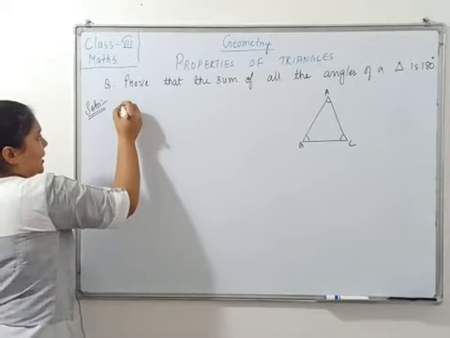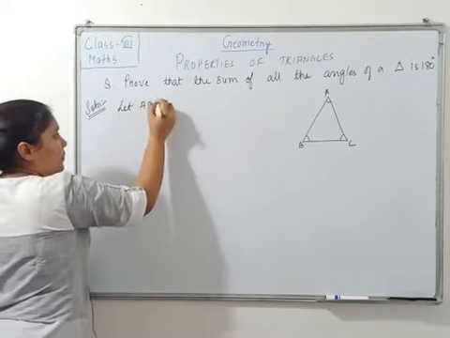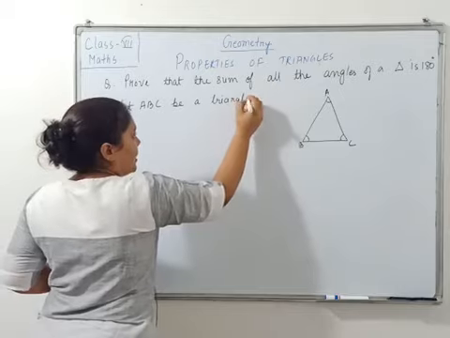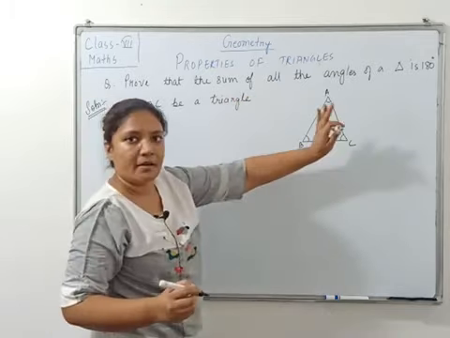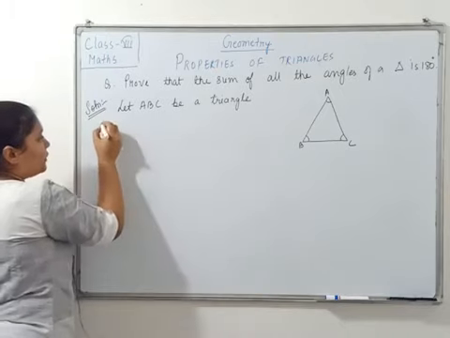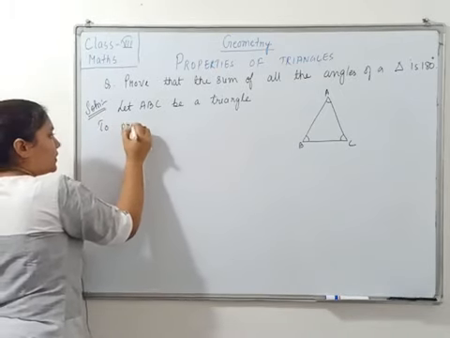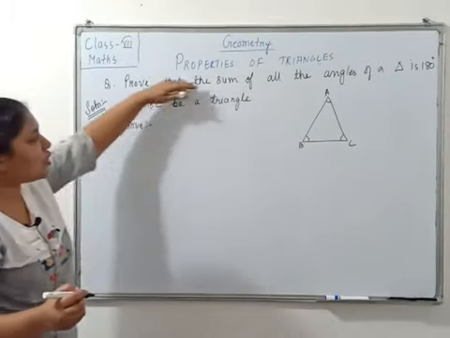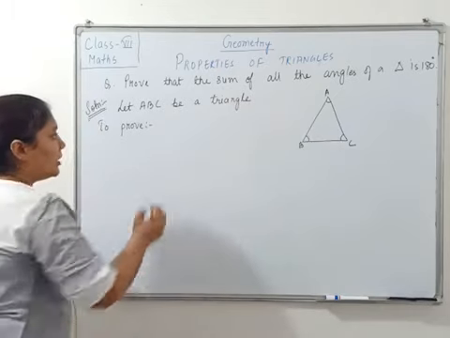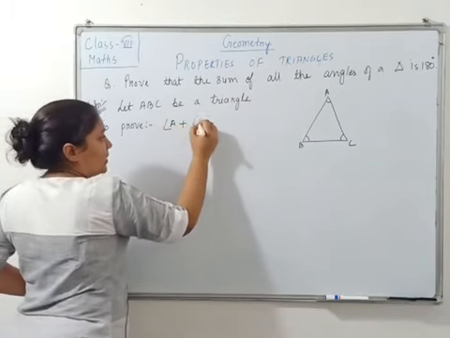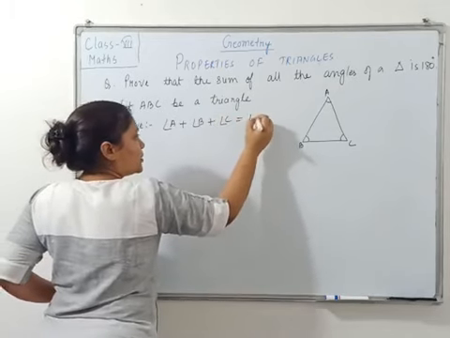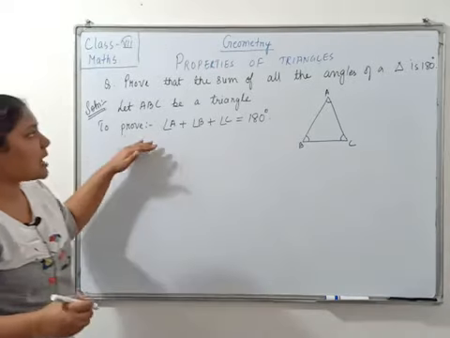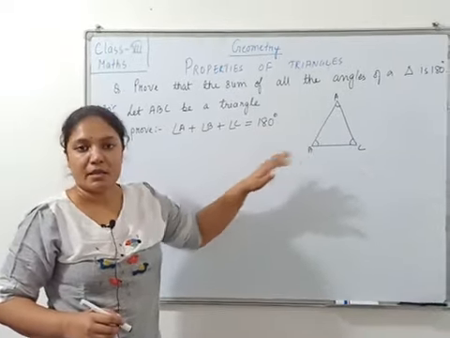So how will we prove? First let us write: Let ABC be a triangle. Clear? This is a triangle. Now what I have to prove? When we do a theorem, we always have to write like this. To prove. What is my question asking? मुझे क्या prove करना है? Angle A plus angle B plus angle C is equal to 180 degrees. This is what I have to prove. That means the sum of all the angles of a triangle is 180 degrees. This I have to prove.